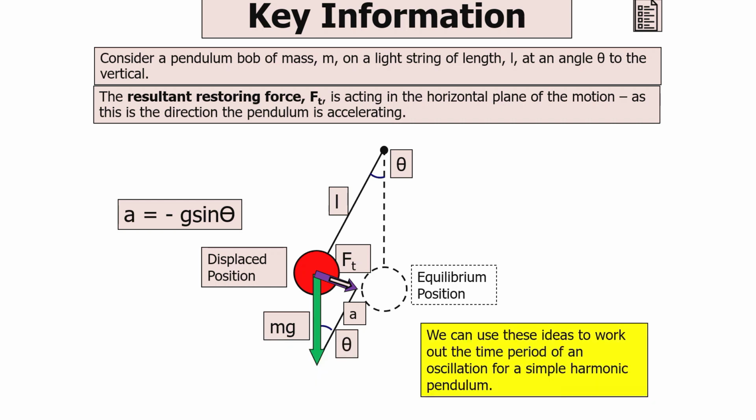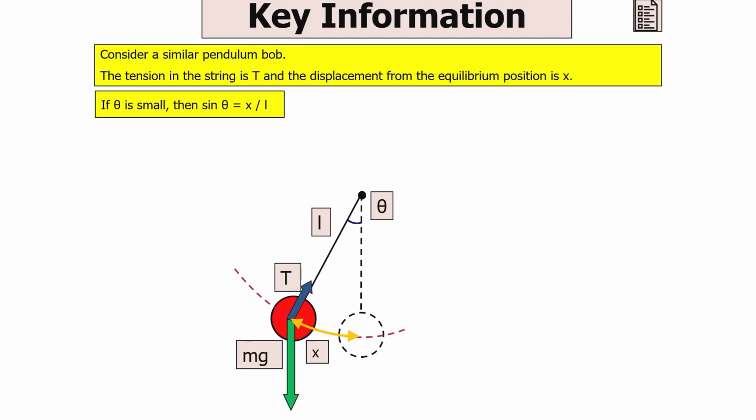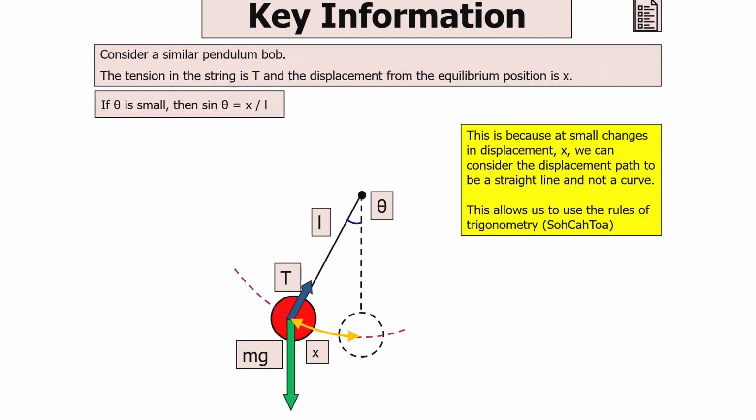Now we can use these ideas to work out the time period of an oscillation for a simple harmonic pendulum. So consider a similar pendulum bob. The tension in the string is T and the displacement from equilibrium position is x. If theta is small, well, we know sin theta is x over L. This is because for small changes in displacement x, we can consider the displacement path to be a straight line and not a curve. So it allows us to use the rules of trigonometry, SOHCAHTOA.